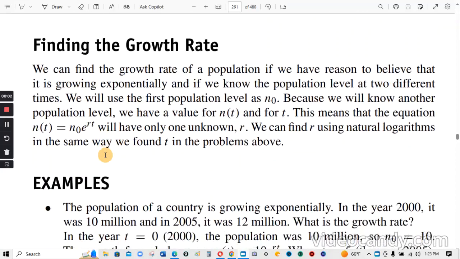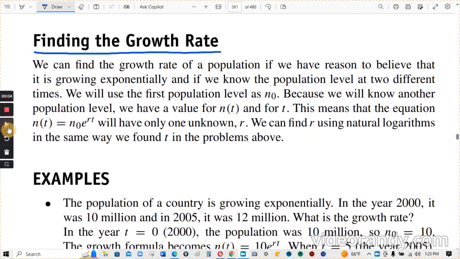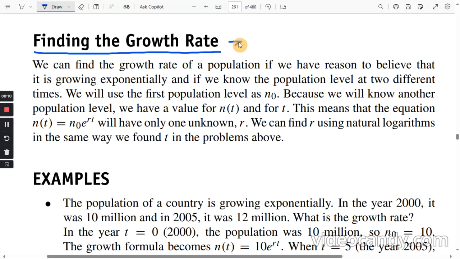All right, so for these examples here, we are going to be finding the growth rate. The growth rate is going to be represented by the letter R, and it's basically the same thing we did previously when we were solving for t.